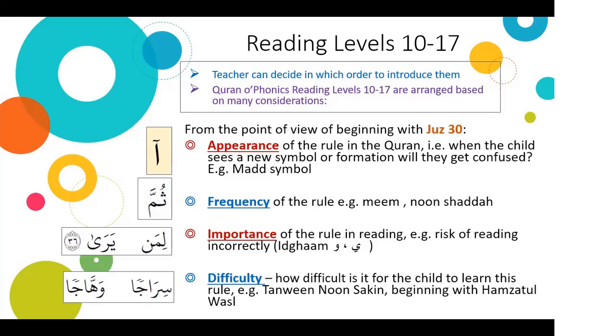So what I'm trying to tell you at this stage is that the reading levels 10 to 17 are there as a guidance, as a guideline for teachers. You can introduce them, like if you feel reading level 12 before 10, it's up to you, but Quranophonics has arranged them in this particular order for very solid reasons.